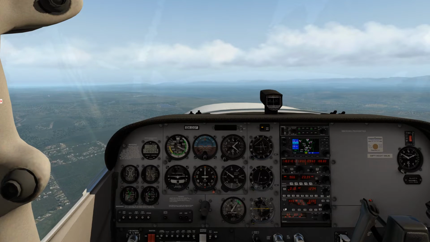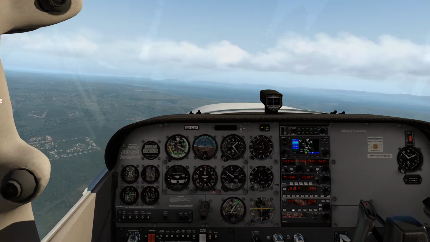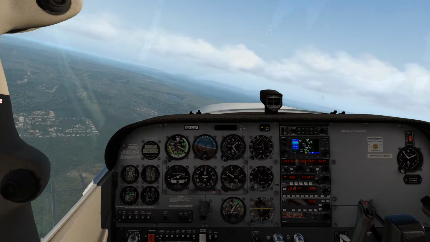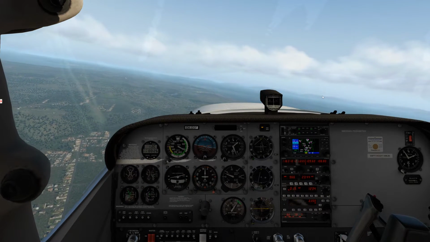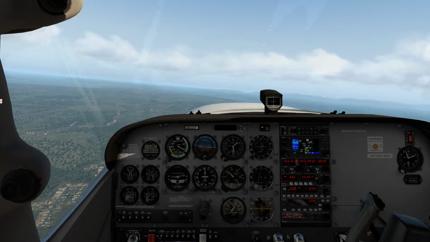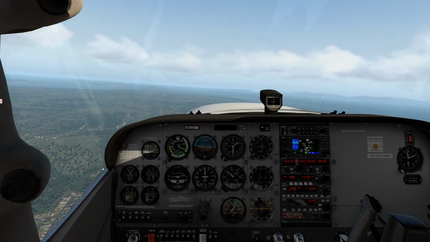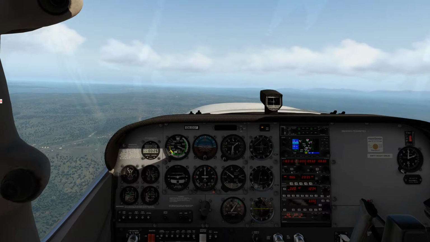So actually, we need to go ahead and start making our turn here. I'm going to turn off heading. Turn off the autopilot altogether, actually. And we're going to start making our turn here. We're still going to continue to climb. And I'm going to fly this all manually. We're going to go ahead and start making our turn here. Still climbing up a little bit because we're too low.